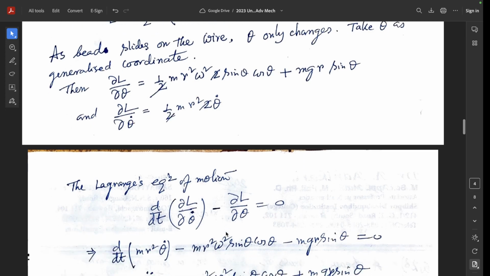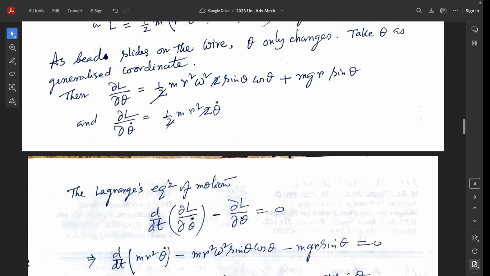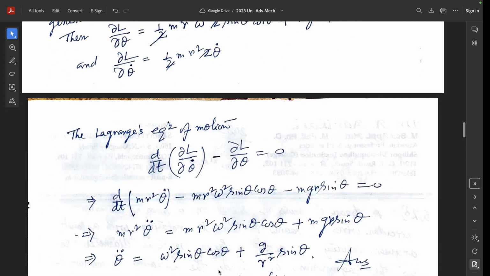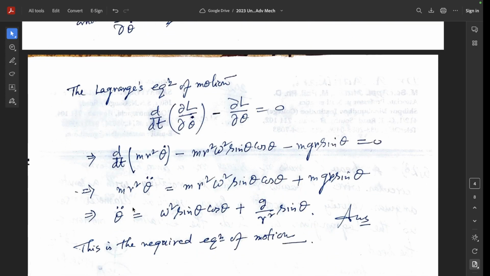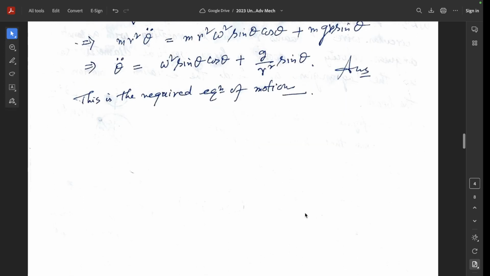Hence the Lagrange equation of motion, d by dt of del L by del theta dot minus del L by del theta equals 0. Put in del L by del theta dot and del L by del theta. After simplification you get theta double dot equals omega square sine theta cos theta plus g by r sine theta, and this is the required equation of motion.